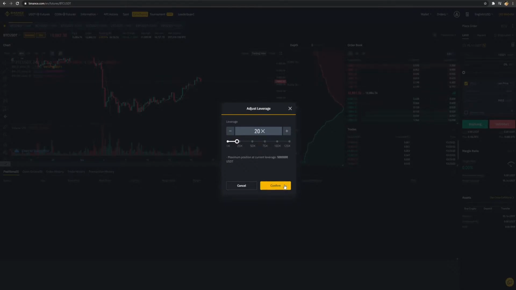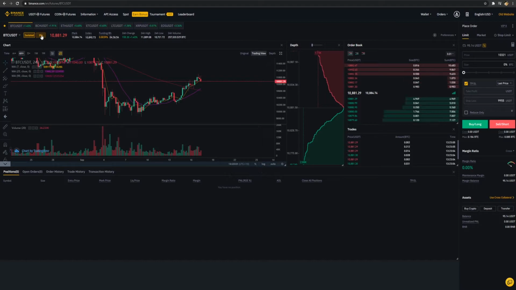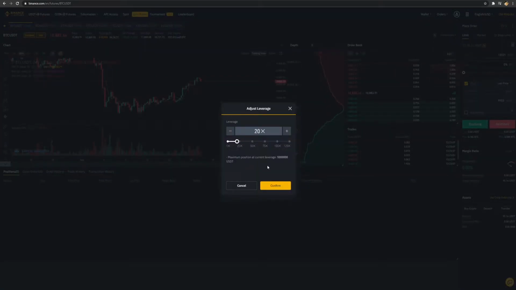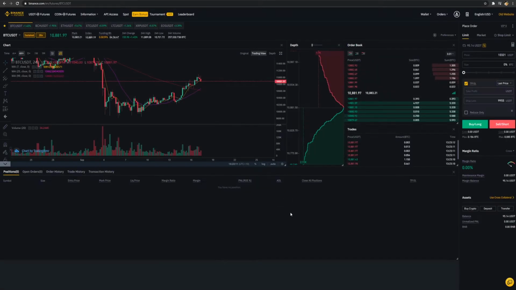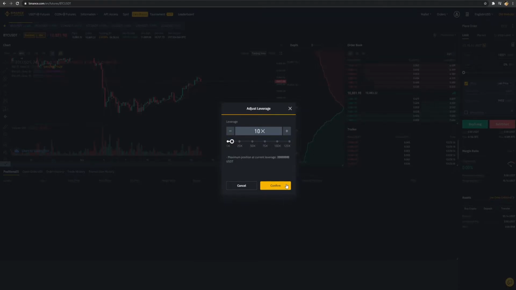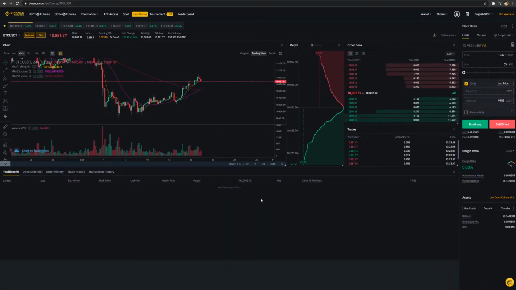All right, so leave it on 20x for now, and I recommend you go even further down to 10x, even 5x for beginners. But for this example, we're going to use 20. Actually, we'll go to 10. Go to 10x for this example.